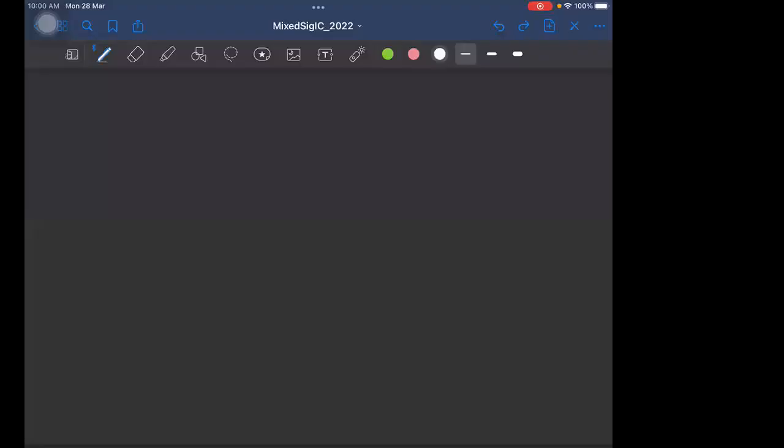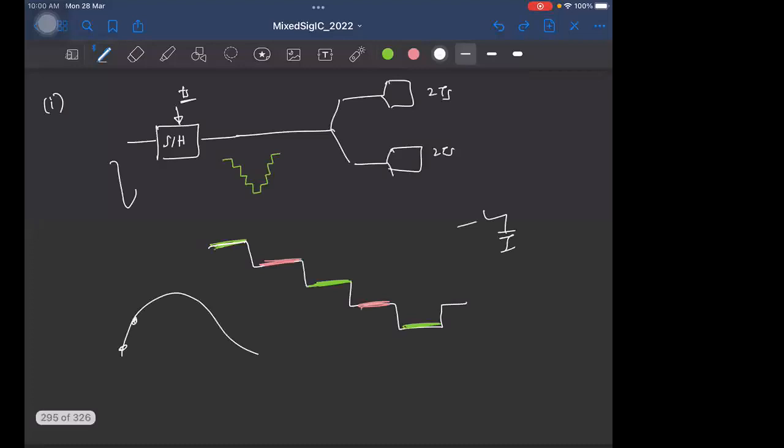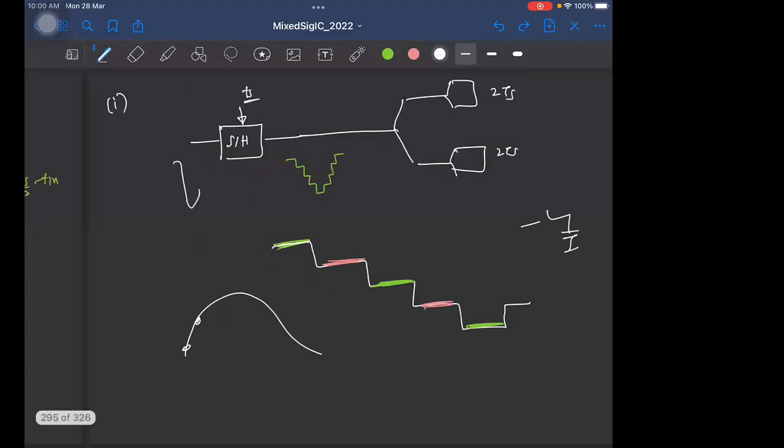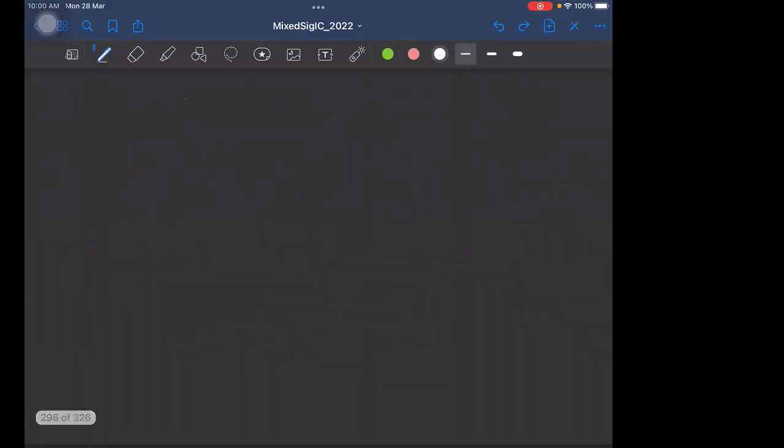So one of the questions was asked regarding the time interleaving. I don't know which one of you had asked me, but the question is the following. Let's say you have a 2x time-interleaved ADC. As we saw, the idea is, let me draw it here. Let's say you have a master clock like this.